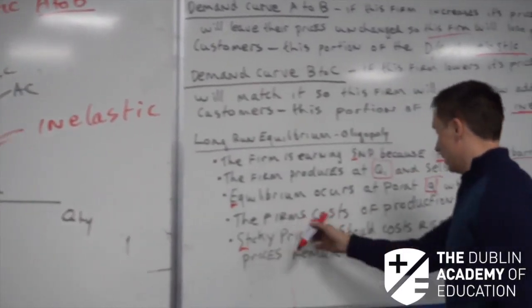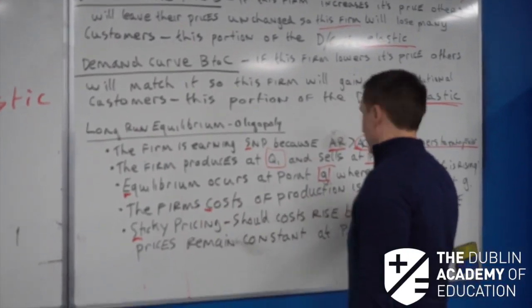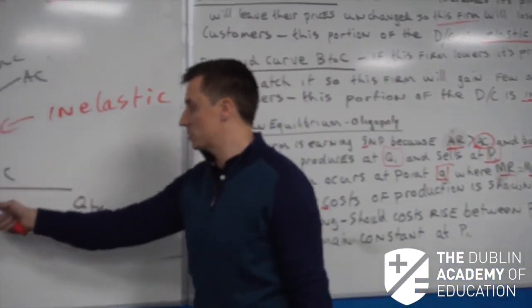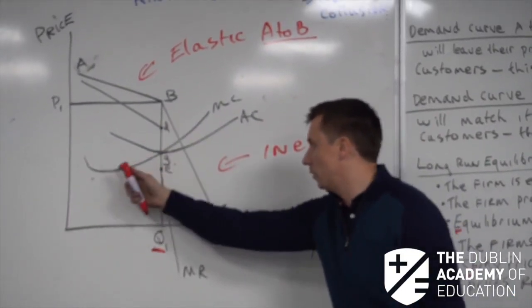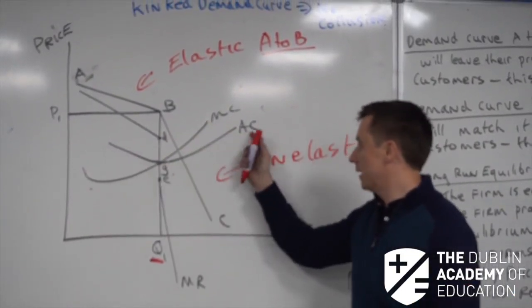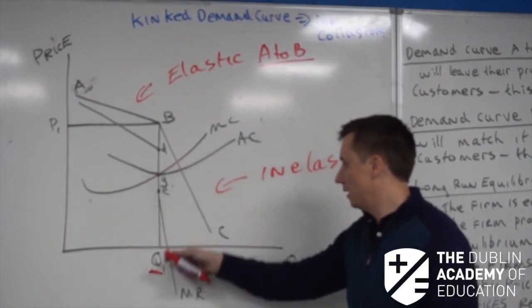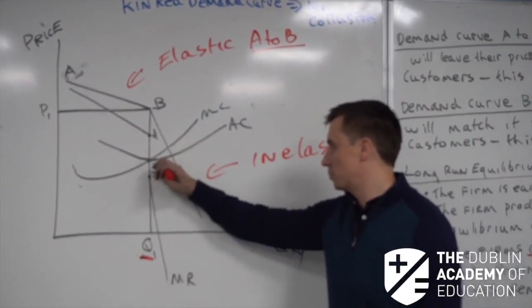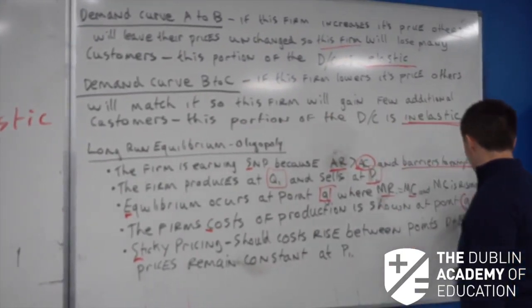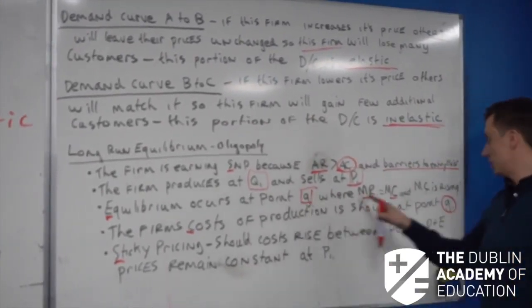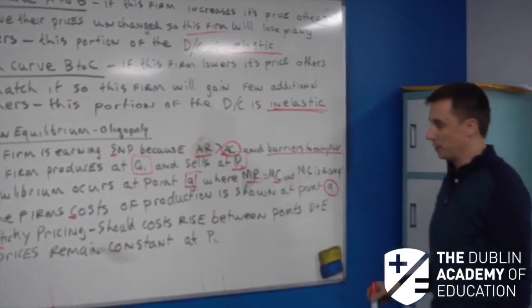That's that done. The firm's cost of production is shown at point G again. Very good, because remember, I'm producing here at Q1, and this is my average cost curve. Where does Q1 meet the average cost curve? Here, at that point. It's where Q1 meets it. So my cost of production is also at point G. So guys, don't let that distract you. Both the equilibrium position and your cost of production are going to be labelled at point G.